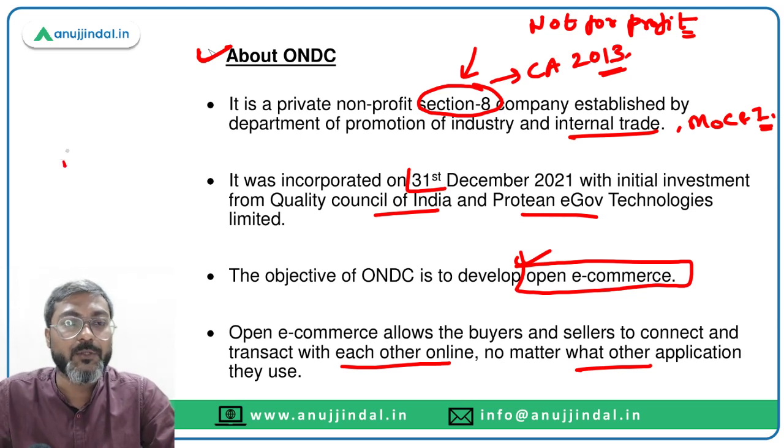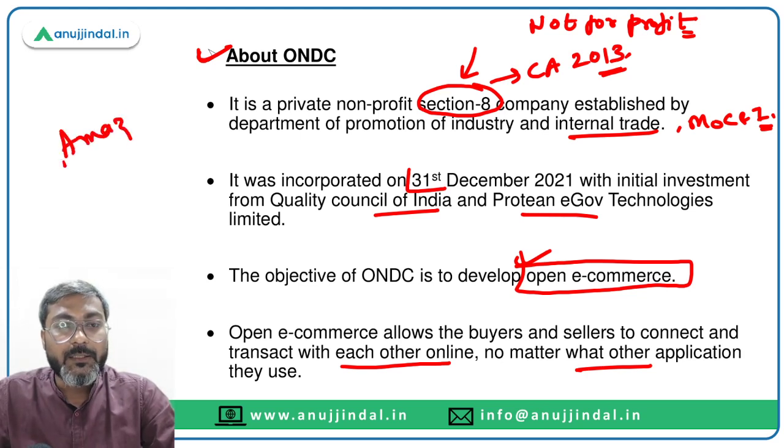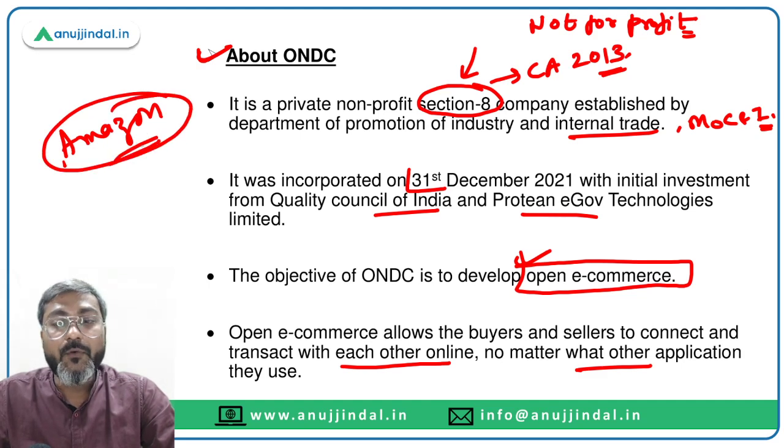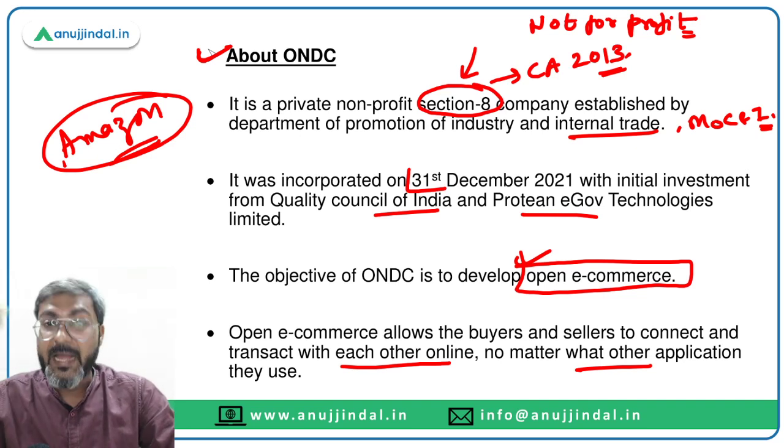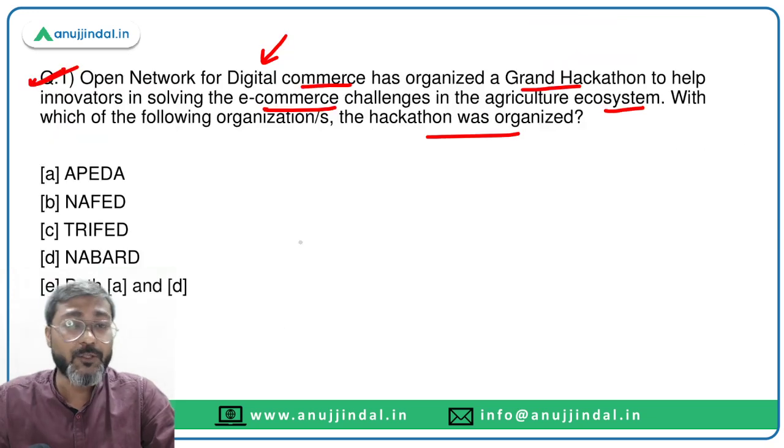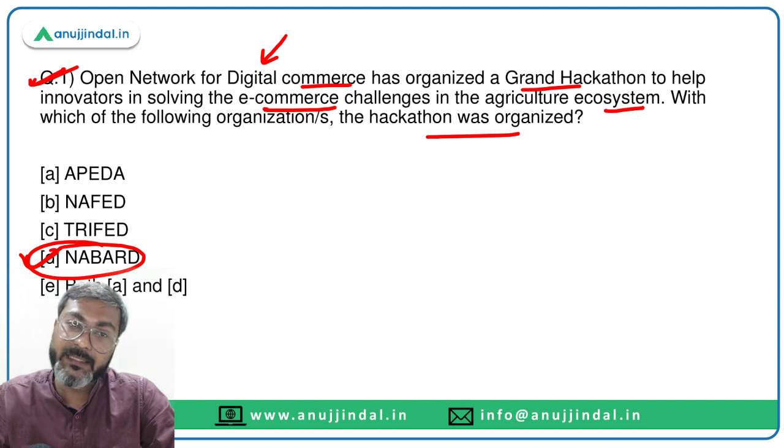Let's say if you are a buyer or a seller on Amazon, so with the help of open e-commerce you would be able to connect with the seller in case you are a buyer, and you would be able to connect with the buyer in case you are a seller, all right? And this hackathon was organized in collaboration with NABARD. Option D is the correct answer.